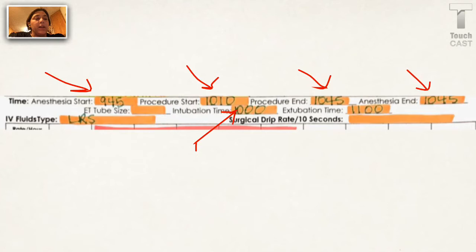Intubation time, this is when you intubate them, the time you need to write down, as well as the time you extubate. Don't forget to put the ET tube size on. All right, so we started our anesthesia at 9:45, so that's where I got this number right here. So 9:45, then it's in 15-minute increments, so 10, 10:15, 10:30, and so on.